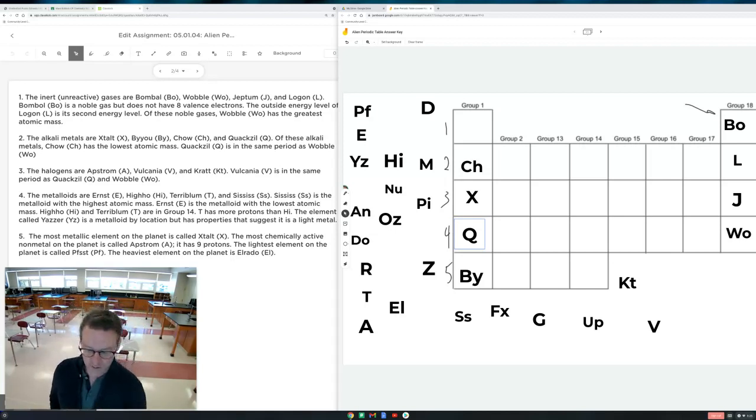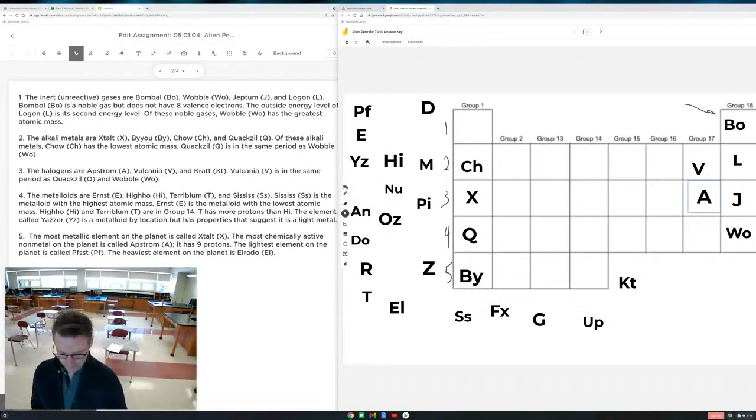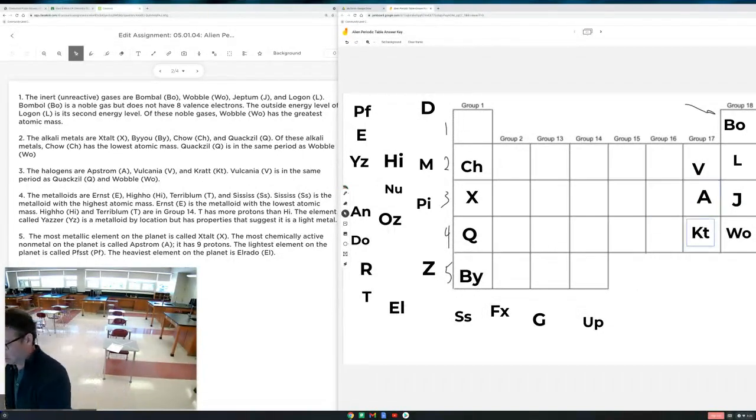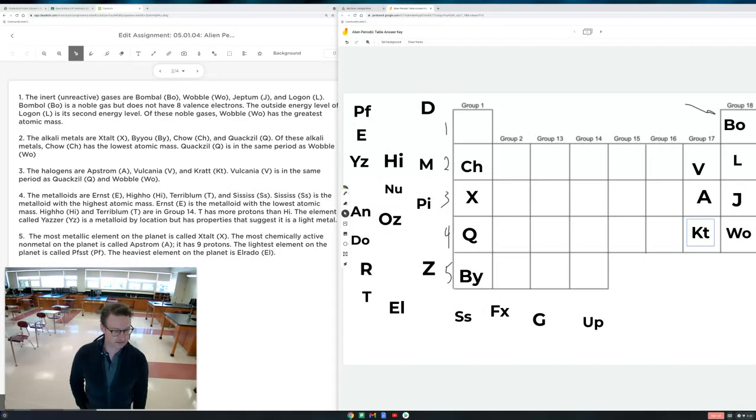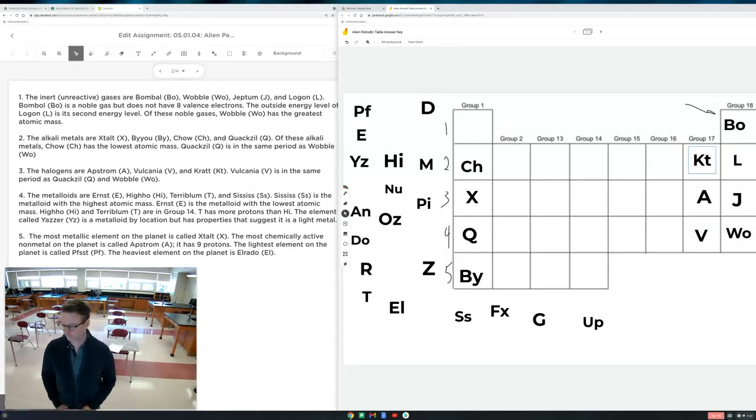All right, the halogens are A, V, KT, and KT. Sorry, there's only three of them. So let's find V, A, and KT. All right, and it says V is in the same period as Quaxel and Wobble. So I'm going to switch these around for now. Okay, so I know V is in the right place. And I know that the other two are in the right column, even if they might not be in the right row. So I'm going to go ahead and kind of highlight.